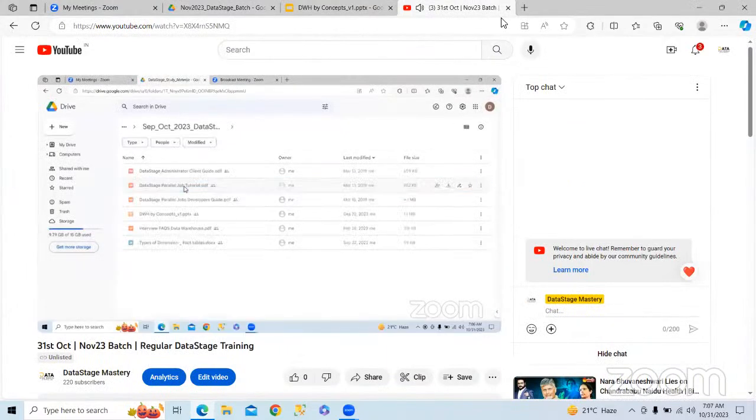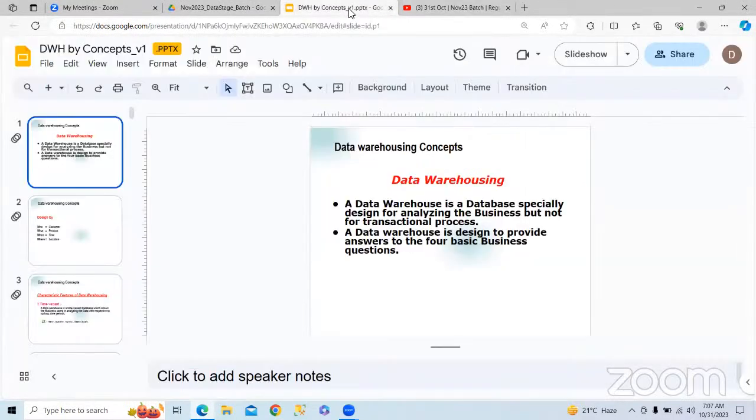Okay. So the session is getting recorded. So how many of you have an idea about data origin concepts? People who have worked on other retail tools, any idea? So what is a data warehouse?